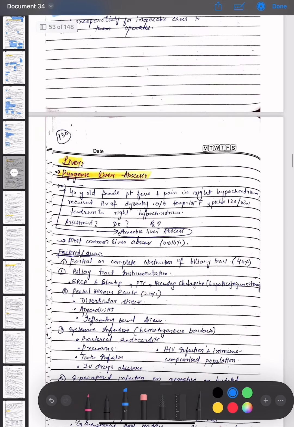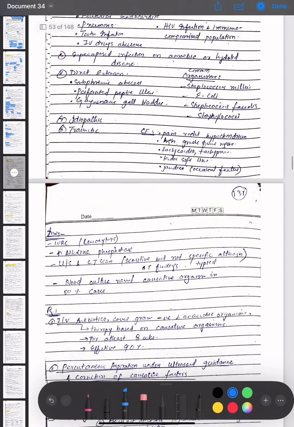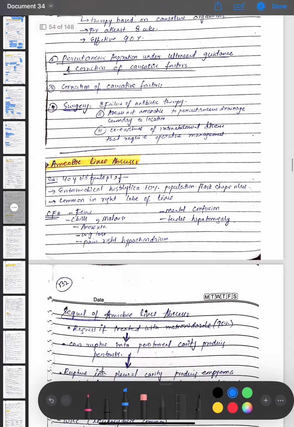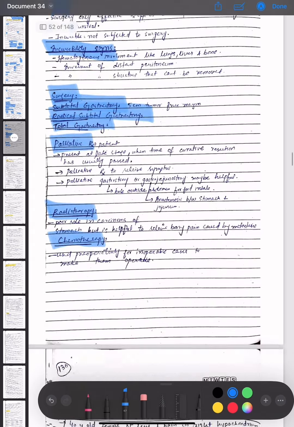Now coming towards the liver, we have the pyogenic liver abscess and the amoebic liver abscess. So first we discuss the pyogenic liver abscess. This is the pyogenic liver abscess.